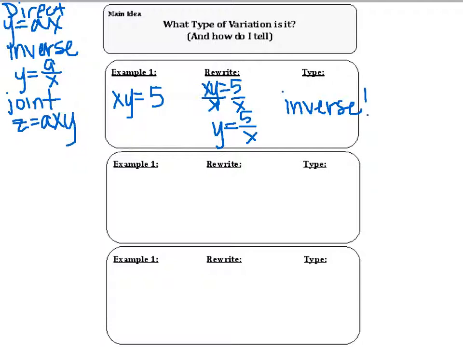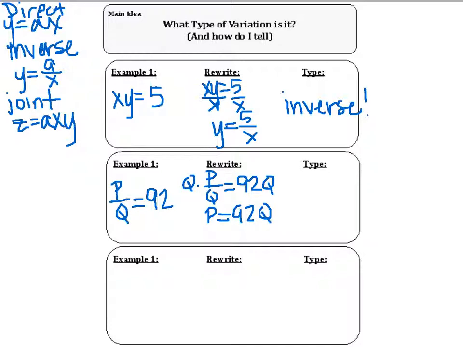Example 2, we're going to do p divided by q equals 92. Okay, so let's look. We've got only two variables, so we can rule out joint right away. Cross out joint, that one doesn't work. So we're going to do one of these two things. We're going to actually solve this for p, because p comes first in the alphabet. So let's solve it for p. P divided by q equals 92. If I multiply both sides by q, I have p equals 92q.